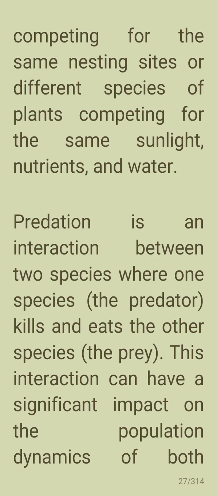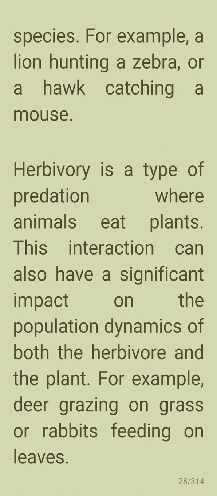Predation is an interaction between two species where one species, the predator, kills and eats the other species, the prey. This interaction can have a significant impact on the population dynamics of both species. For example, a lion hunting a zebra or a hawk catching a mouse.